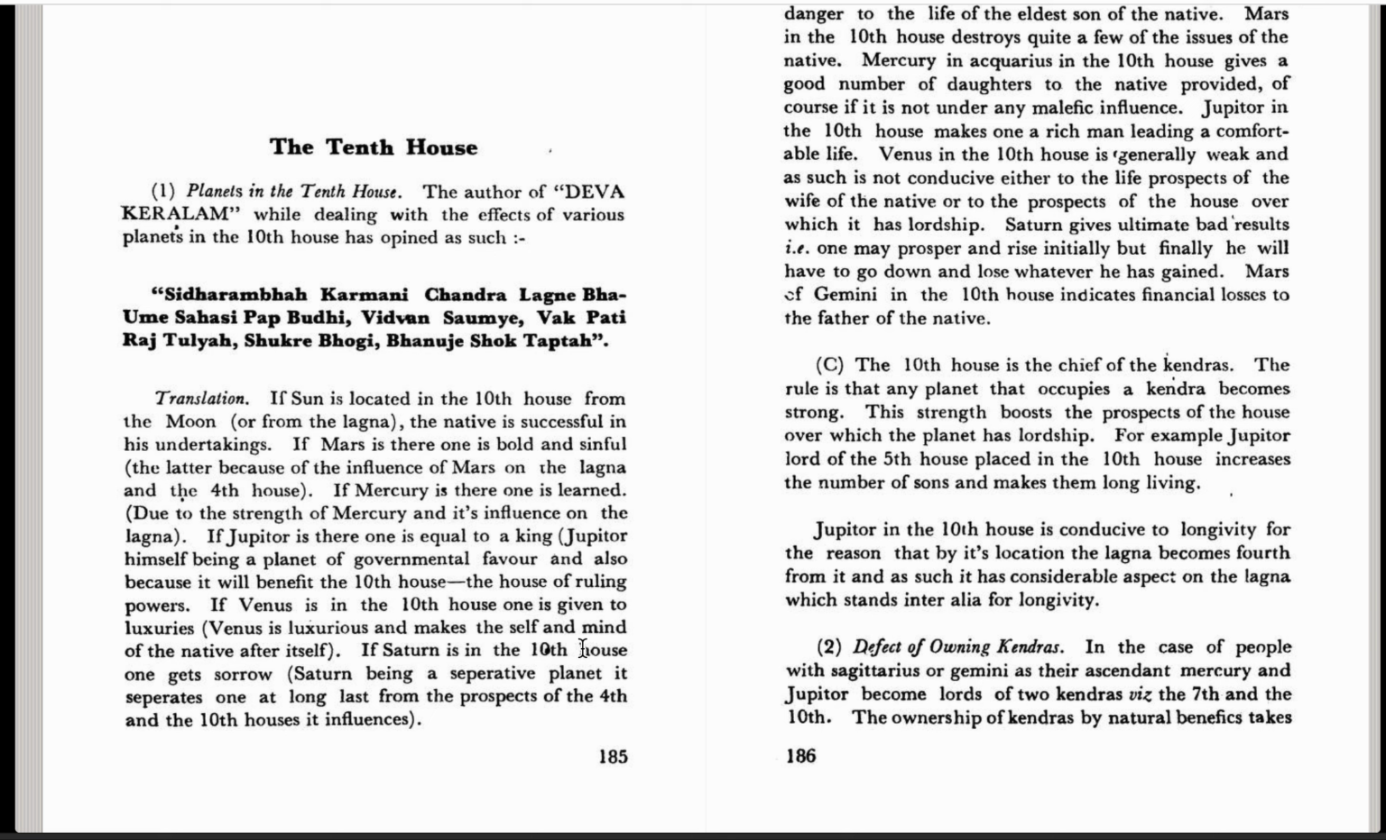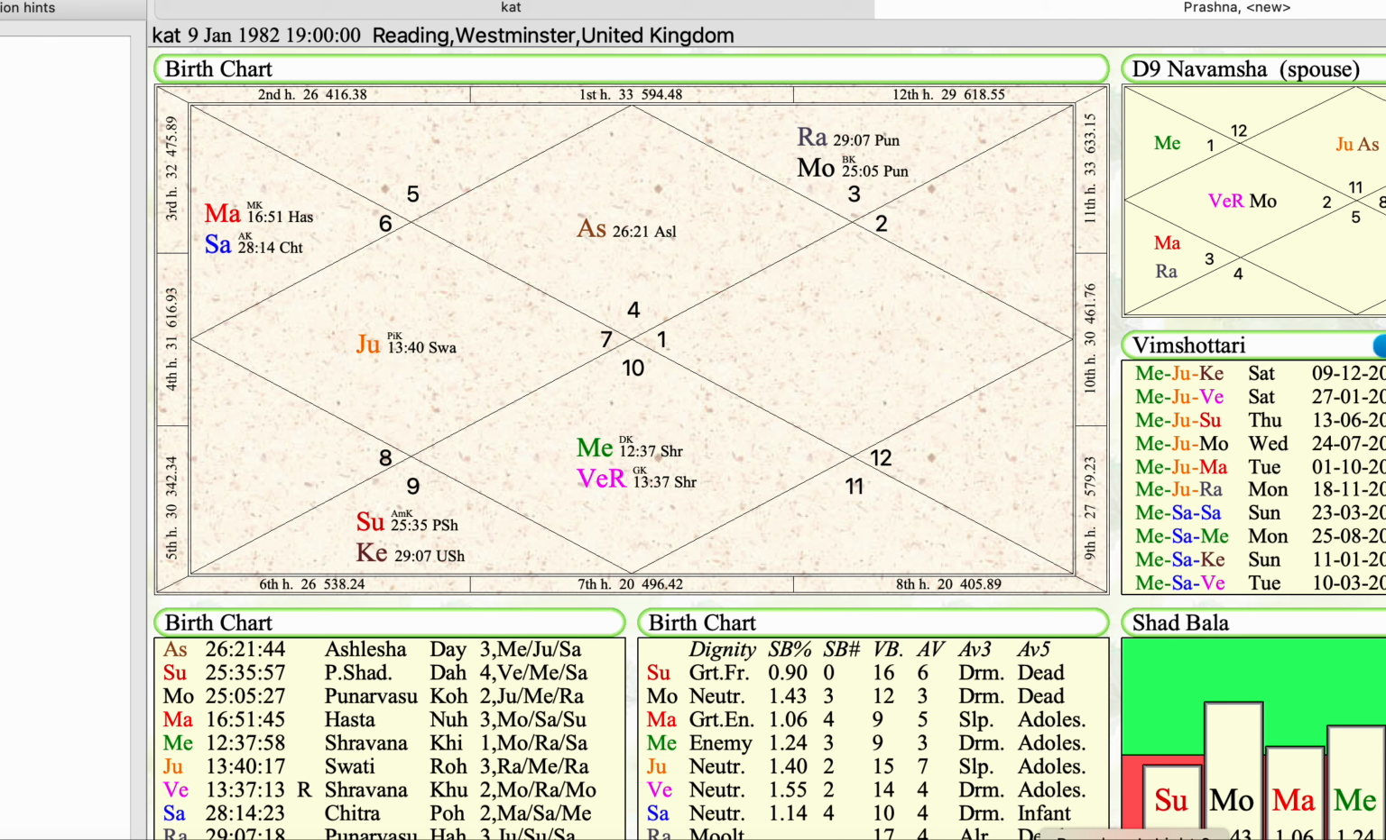Venus is luxurious and makes the self and mind of the native after itself. Venus in the 10th house is zero Digbala. So Venus does not perform very well in the 10th house. It is considered weak, lazy, because it is fourth from the seventh Mool Trikona. So Cancer is a sign of a lot of aram, like lazily doing things and all. 7, 8, 9, and it is Sagittarius. It is 9 houses away from the second house of earnings.